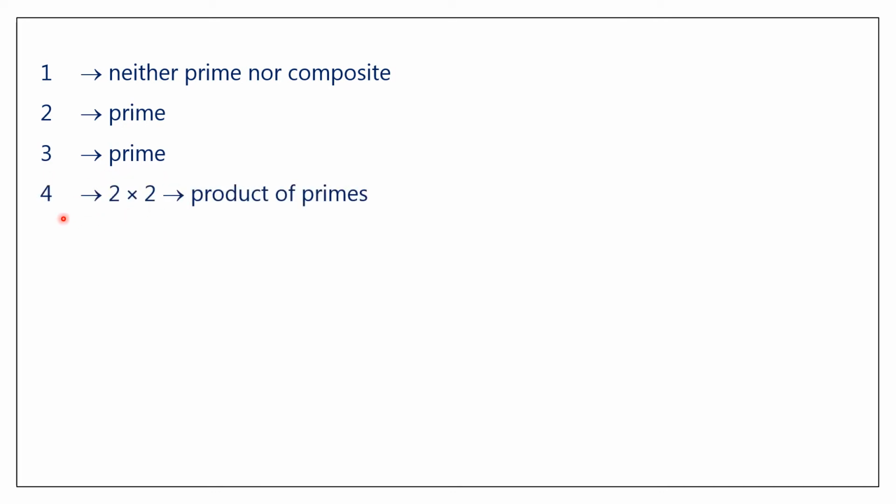The first number is 1, and this is neither prime nor composite. We know that. Now 2 is a prime number. 3 is also a prime number. Now 4 is a composite number. 4 we can write as 2 into 2, as 2 is a prime number. That means 4 is expressed as a product of primes.